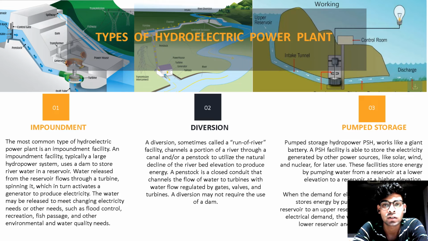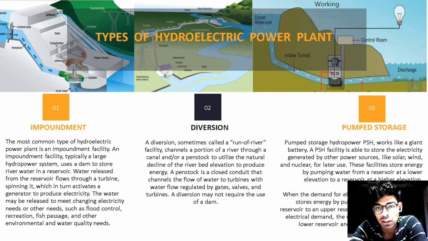There are several types of hydroelectric power plants, but we have listed out some commonly found ones. One such is impoundment. The most common type of hydroelectric power plant is an impoundment facility. An impoundment facility, typically a large hydropower system, uses a dam to store river water in a reservoir. Water released from the reservoir flows through a turbine, spinning it, which in turn activates the generator to produce electricity. The water may be released to meet changing electricity needs or other needs, such as flood control, recreation, fish passage, and other environmental and water quality needs.